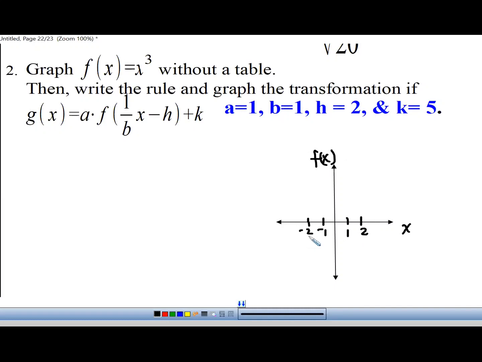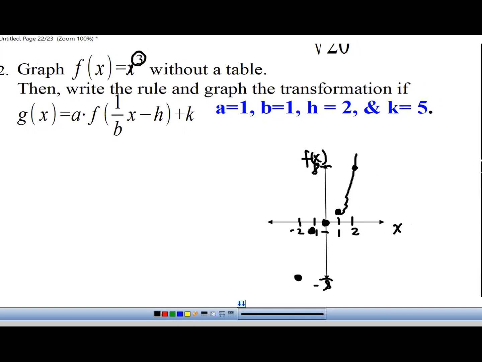Okay. So what do I do to -2? It says here x cubed. That means I'm going to cube it. That means times itself 3 times. So -2 times -2 times -2 is -8, which is down here. I put -8, -2, -8. There it is. Next one, -1 cubed, -1 times -1, 1 times -1 is -1, which is about right there. I'm going to place the point right there, -1, -1, 0, 0. What is 1 cubed? 1 times 1 times 1 is still 1. And 2 times 2 times 2, that is 8, which is somewhere up here, 8. So this is my cubic function.